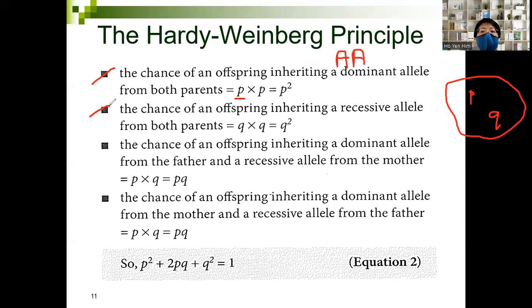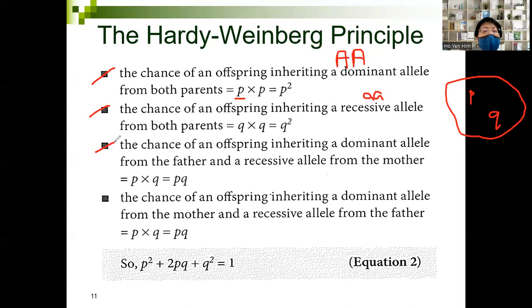What is the chance of an offspring inheriting a recessive allele from both parents? That means, what is the chance of an offspring being small a small a? So what is the chance of inheriting a small a allele from the population? The chance of small a allele is q, isn't it? Cross with another chance of getting a small a allele, q. So q squared. So the chance of an individual being small a small a in the population is q squared.